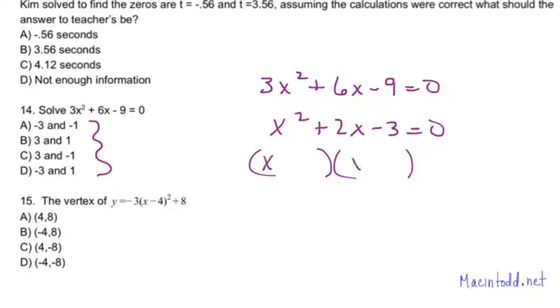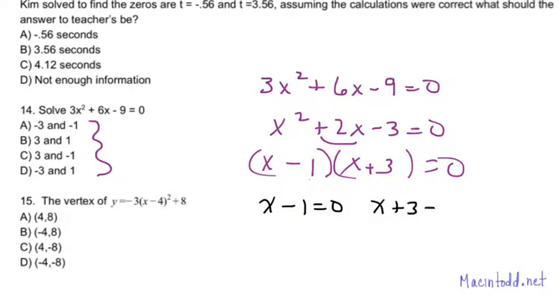X and X, 1 and 3, this time positive 3, negative 1. Okay, you can see outside is 3x, inside is negative 1x. They add up to the positive 2, and the negative 1 times 3 gives you negative 3. Don't forget, we have to set those factors equal to 0 to solve it, so x is either 1 or x is negative 3. Oops, not that one. 1 and negative 3, which is answer D.